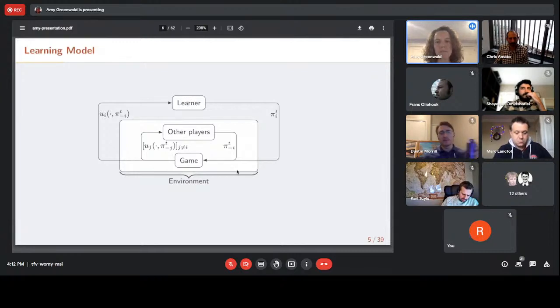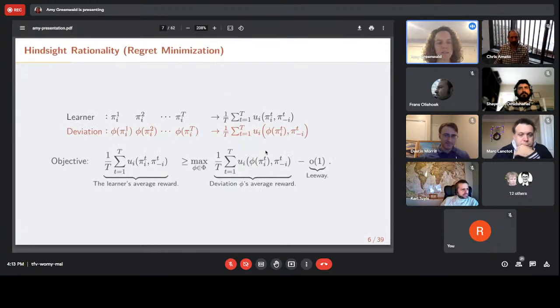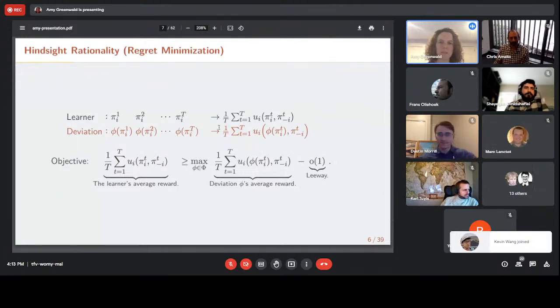So from player i's point of view, all the other players and anything else in the environment, maybe there's some stochasticity in the game or whatever there might be, all of that is bundled together as an environment from the learner's point of view. All right, so here's our learner giving his input to the game, everybody else as well, and out popping the information that he gets about his utilities for playing this policy. So that's how our learner operates, and this is what regret minimization is.